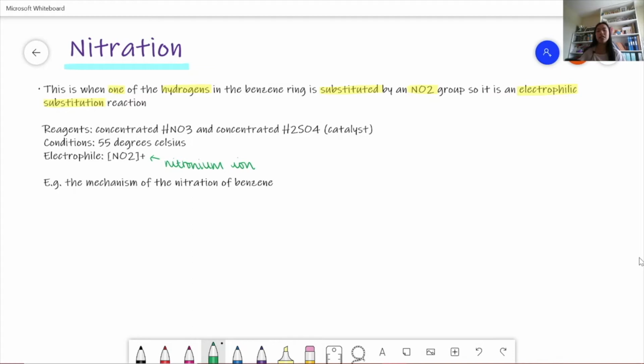So as an example, we're going to look at the mechanism of the nitration of benzene. So the thing to remember about nitration is that first we need to actually produce the electrophile from concentrated nitric acid and sulfuric acid. So I'm first going to look at the equations for producing the electrophile. This will always be the first step of your mechanism.